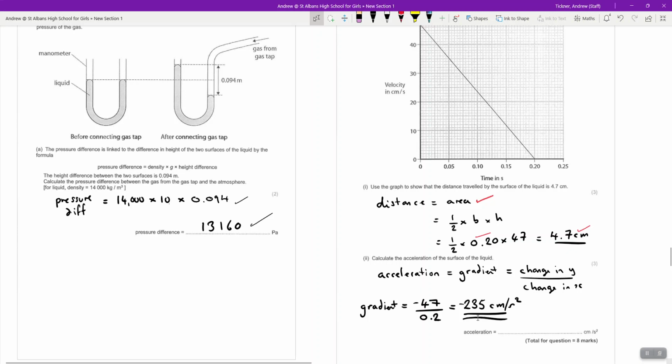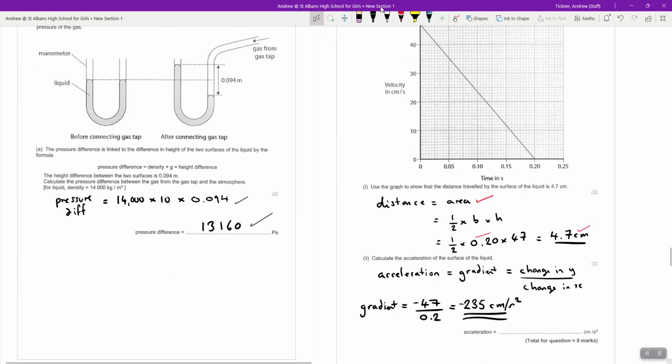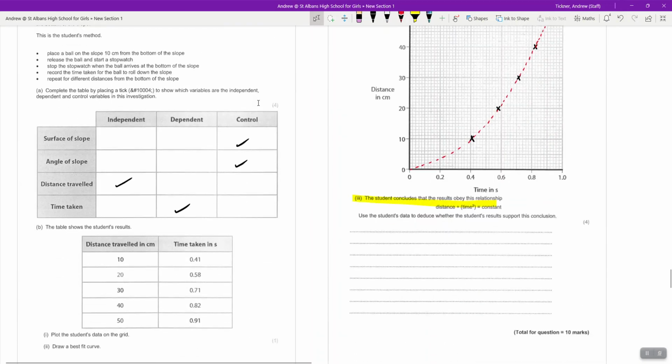So you get minus 235 centimeters per second squared. It doesn't in this mark scheme require you to have that negative sign, but that's not always true. So 1 mark for recognizing this, 1 mark for putting your numbers in, 1 mark for getting the answer. There is no mark for the negative sign. It's easy to forget, but in other exams there has been, and that would make it a 4-mark question, but it is a negative acceleration because we are slowing down.